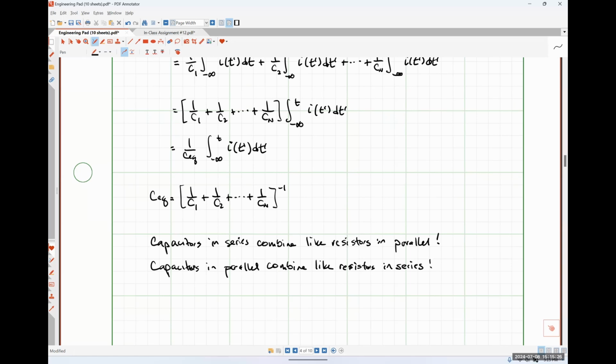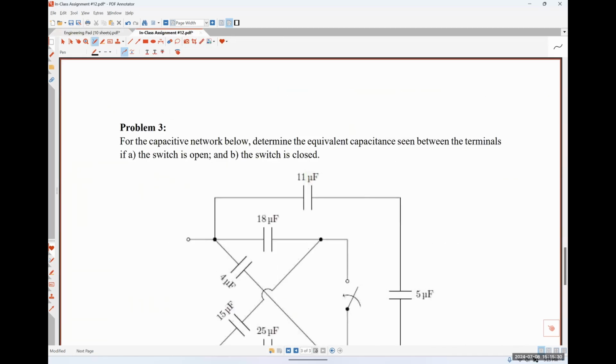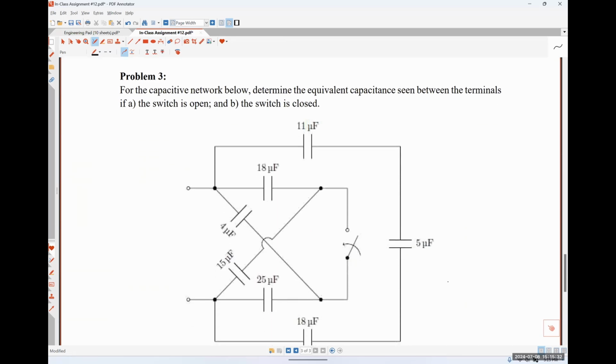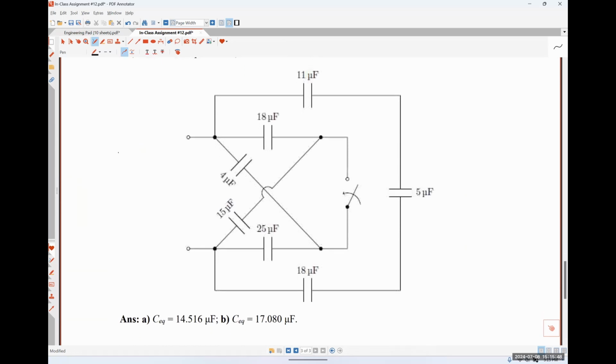So now that we have that sorted out, let's look at ICA problem 3. We're given this big network here, and we're asked to determine the equivalent capacitance seen between the terminals when, for part A, the switch is open, and part B, the switch is closed. So this is a simple combination style problem, okay? So I'm going to identify and label my nodes.